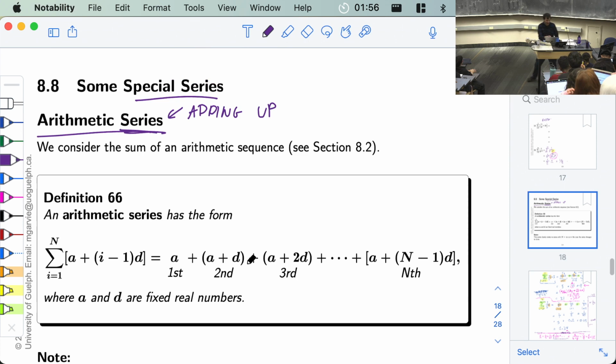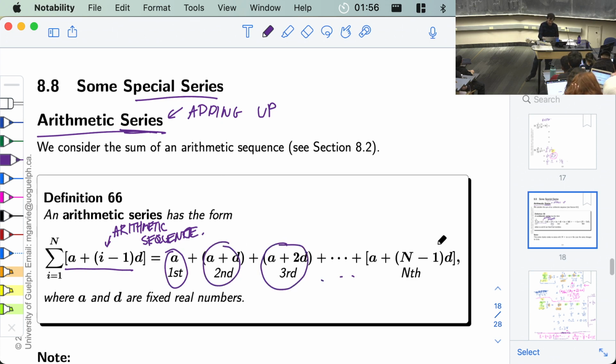And what does it mean to add it up? This is the formula for an arithmetic sequence. The ith term is a plus i minus 1 times d. Every time you go up, you add d, you start at a. So it's the sequence that starts at a, then it's a plus d, then it's a plus 2d, and so on, all the way up to a plus n minus 1 times d. That's what we're adding up.